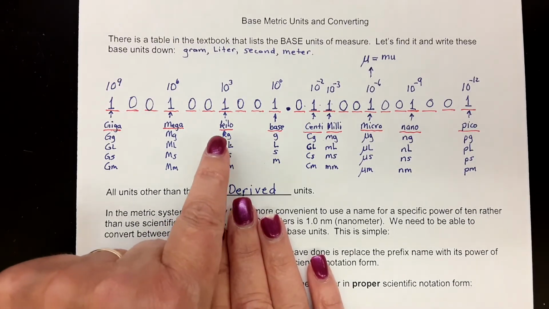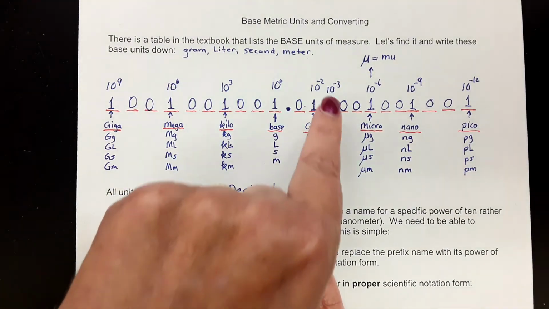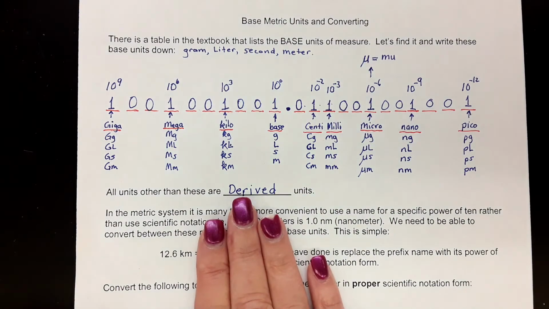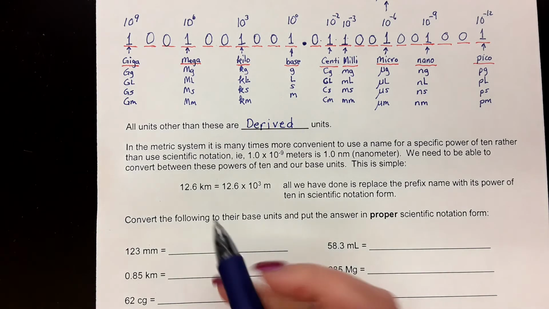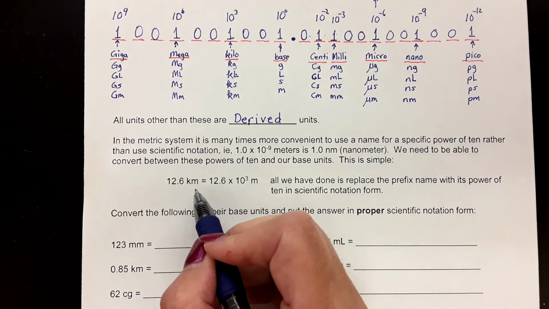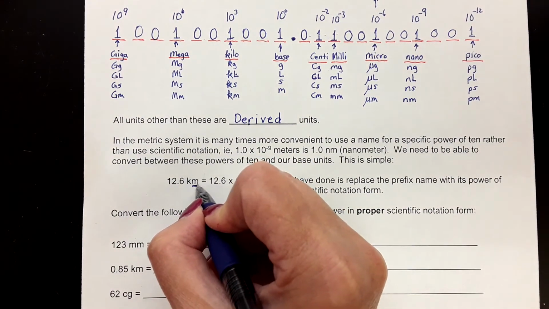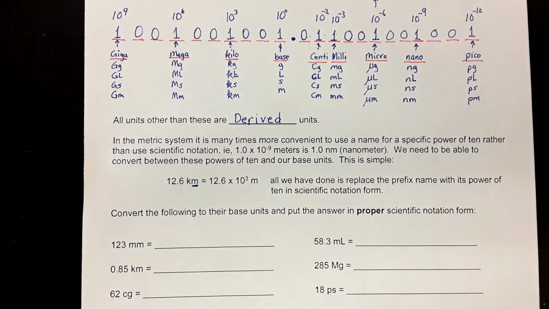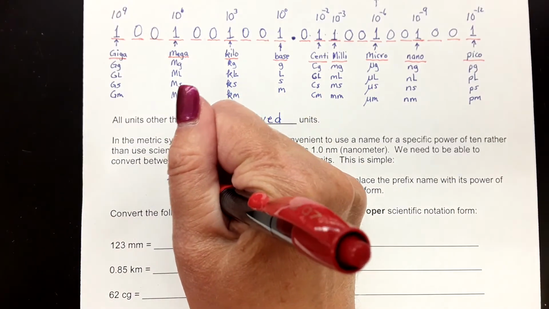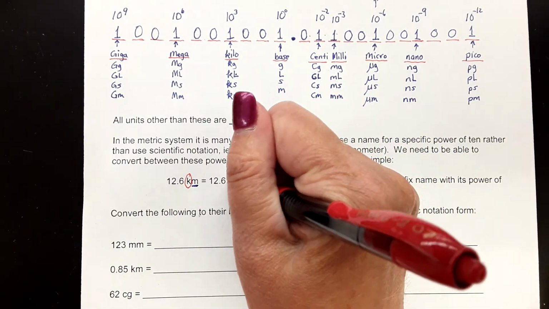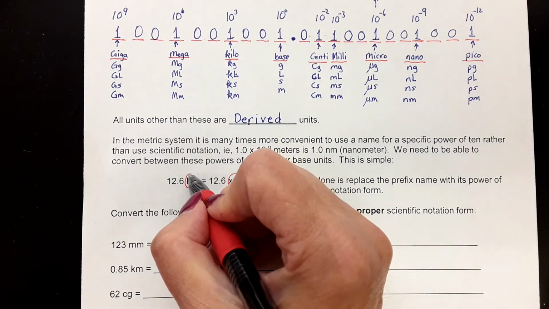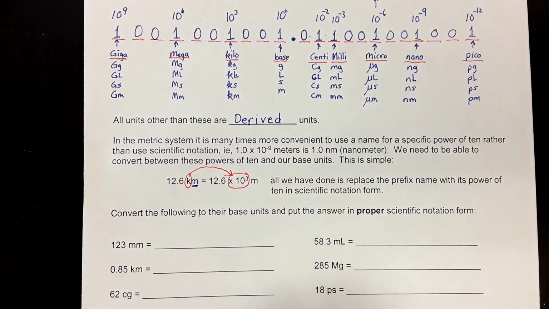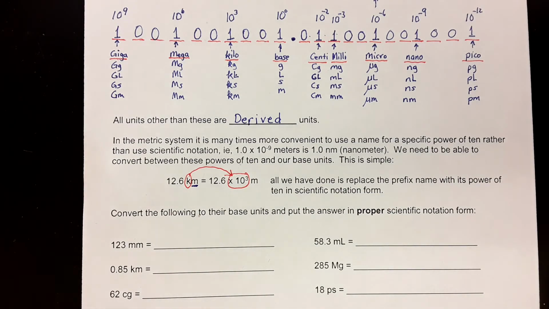All you have to do is remember what the power of 10 for each of these is, and it becomes very easy. All right, just watch. Here we have 12.6 kilometers, and we want to go back to the base unit. That means we want to get rid of the K for kilo. Well, kilo is 10 cubed. So we replace the kilo with times 10 to the third power, and then just simply write down the base unit, and boom, you're done.